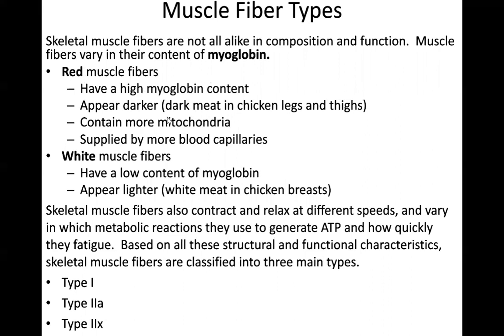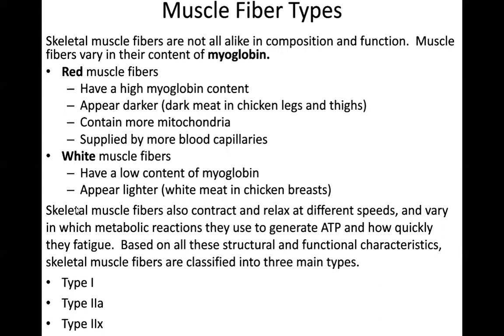Red muscle fibers contain more mitochondria. Mitochondria, remember, is where we use oxygen to make ATP. And then they're supplied by more blood capillaries to deliver that oxygen to the myoglobin that can then be used for making ATP. White muscle fibers are going to have a much lower content of myoglobin and are going to appear like the white meat, appear lighter, like chicken breast, for example. So those are just easy pinpoint ways based on what they look like.